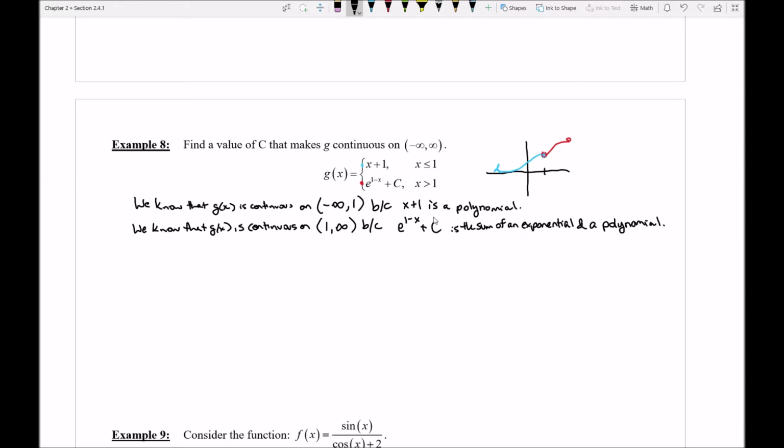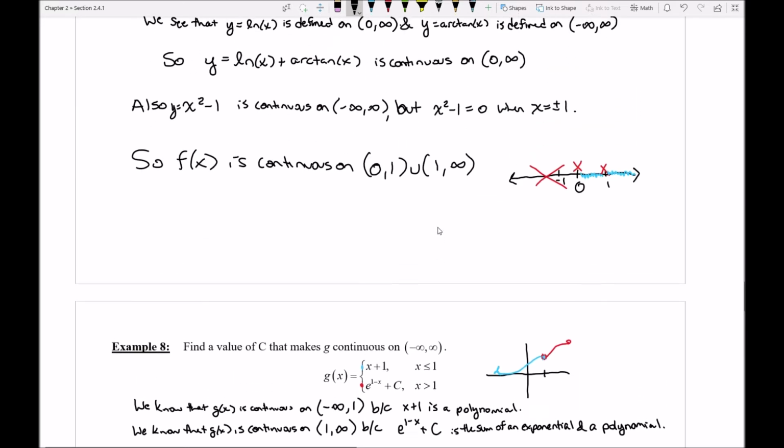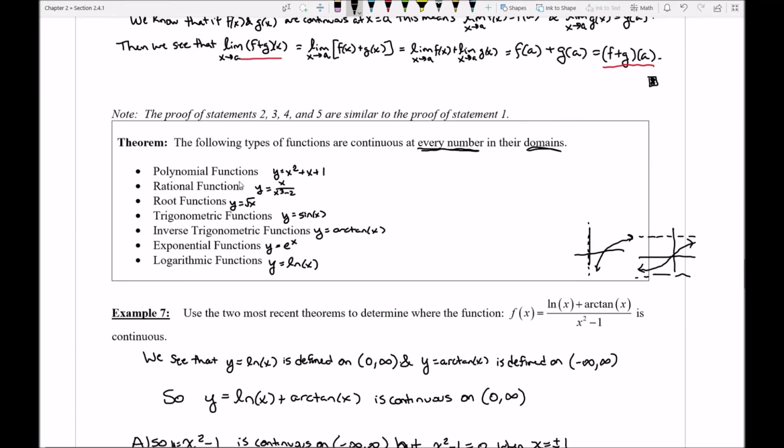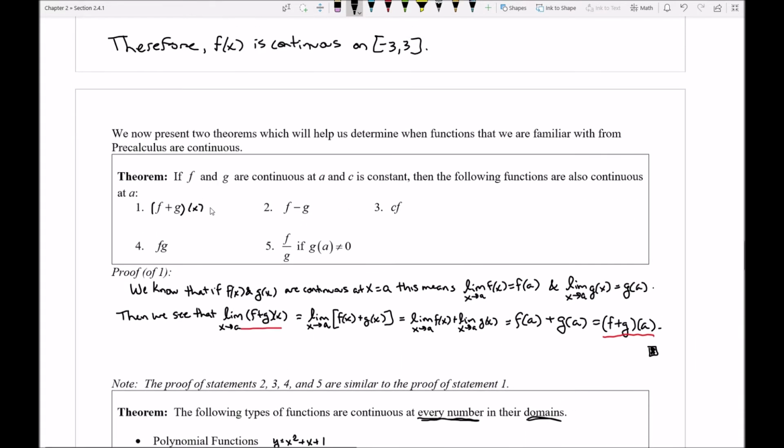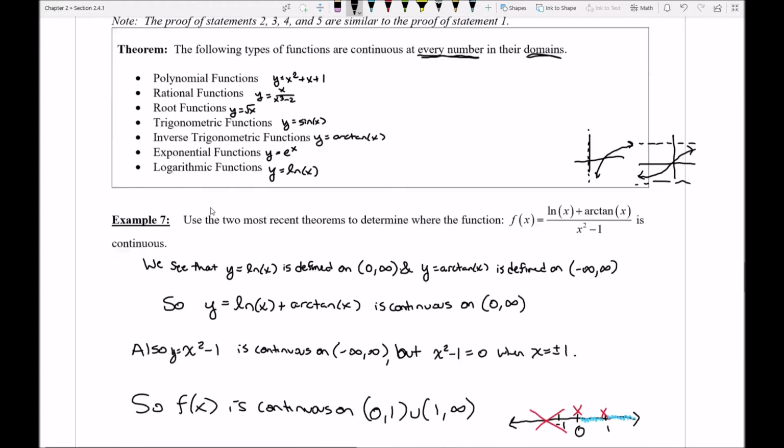And we know that this exponential function here is always defined. There's no problems with it. 1 minus x is always going to be defined. E to a power is always defined. And if I add on a c, that doesn't create an issue either. And so what we can see is that both of these functions, polynomial and exponentials, are continuous everywhere they're defined. And if I add two continuous things together, I get something continuous.